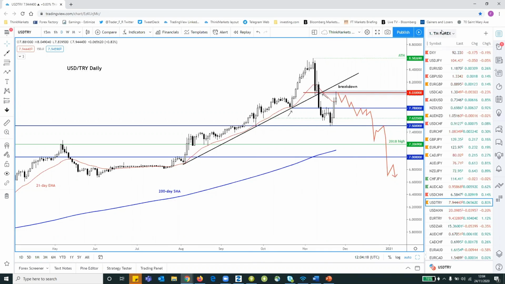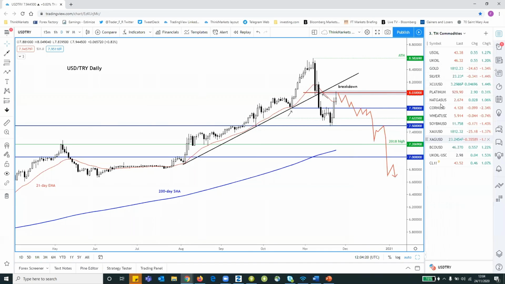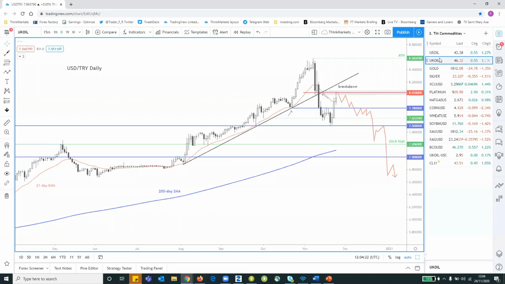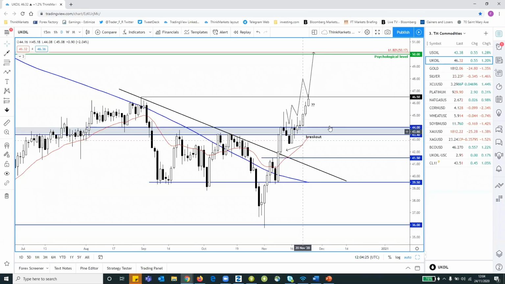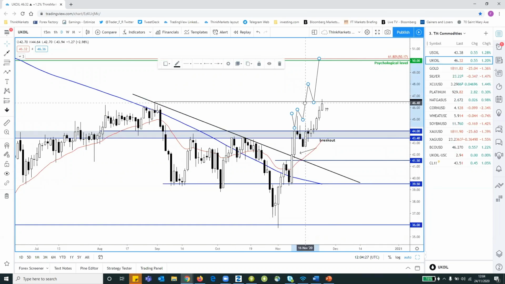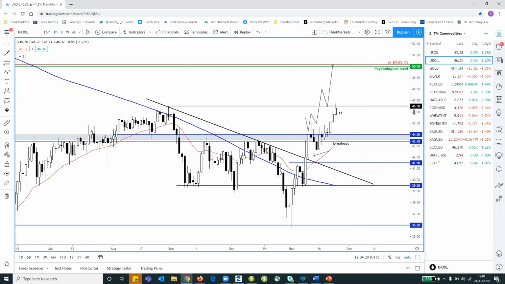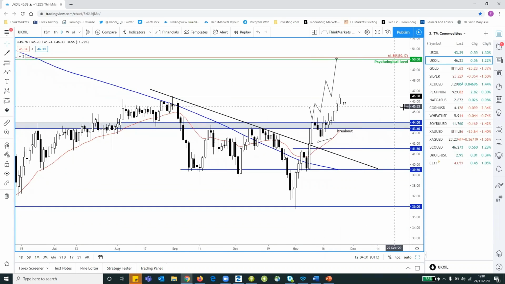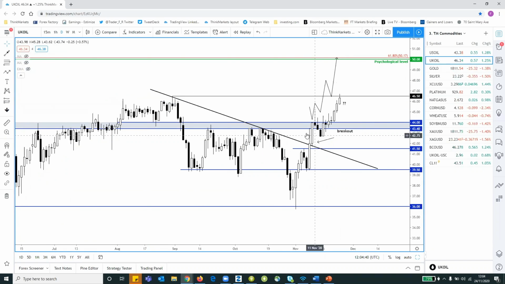Let's talk about other assets because we are running out of time. Oil prices have been going up, as I mentioned. Crude oil has been trending higher because of hopes that demand will recover as people start traveling again. So prices have broken above 44, which was previously a key area of resistance. That level has held, and prices have now continued higher.